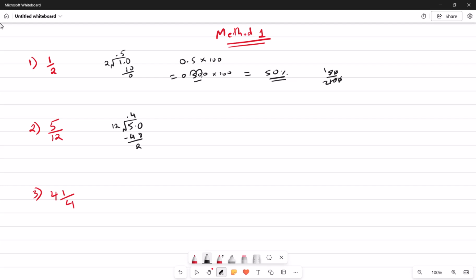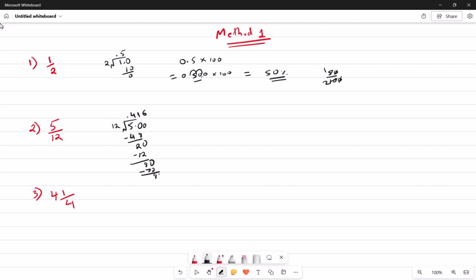Now we carry one more 0 here. 12 times 1 is 12, 12 times 2 is 24, so we just multiply with 1. 12 times 1 is 12. Let's subtract this, and we get an 8. Again, we add a 0 here. We can just carry one 0 at a time. Now 12 times 6 is 72, 12 times 7 is 84. So the closest number before getting over 80 is 12 times 6. 12 times 6 is 72. We subtract it, and we get 8 again.